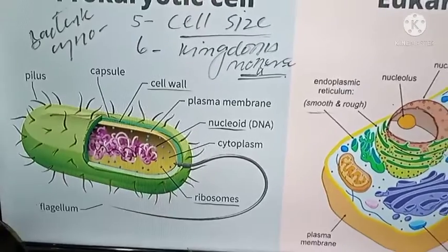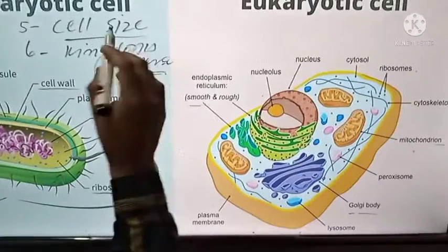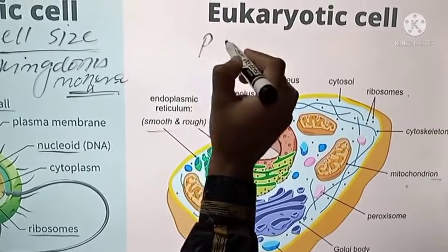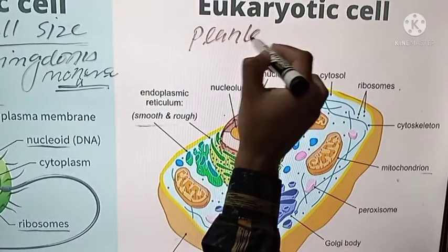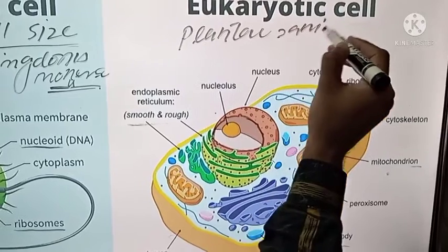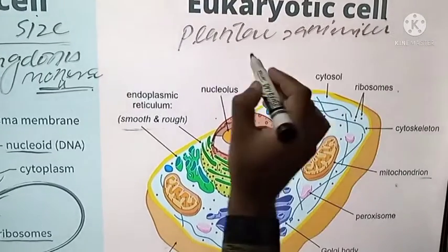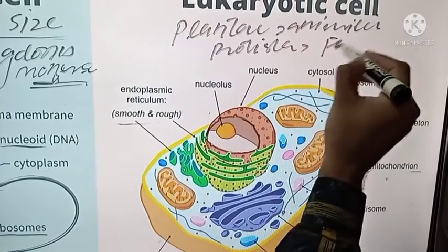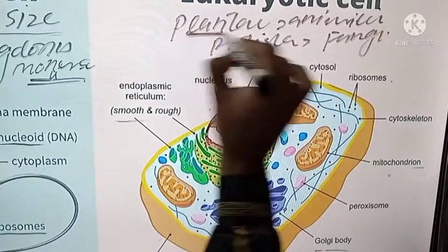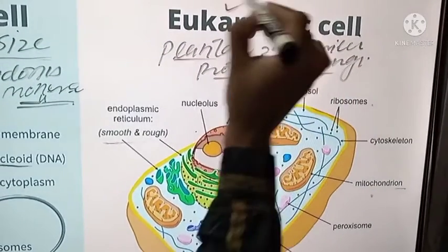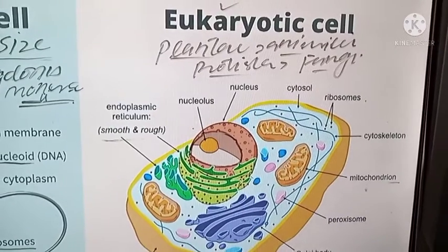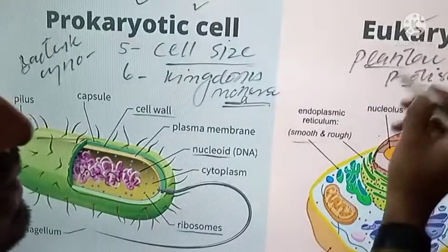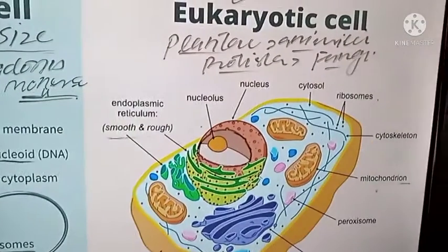cyanobacteria groups are present. And compared to that, out of the five kingdoms, four kingdoms, Kingdom Plantae, Kingdom Animalia, Kingdom Protista, and Kingdom Fungi, usually have eukaryotic cells. So out of five kingdoms, only Kingdom Monera has prokaryotic cells, and the rest of the four have eukaryotic cells.